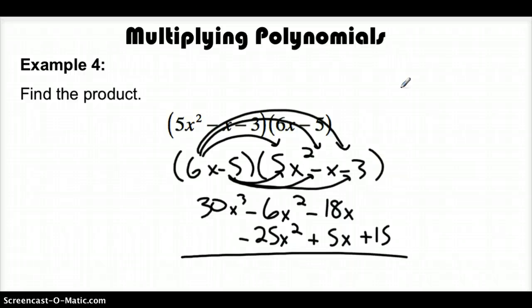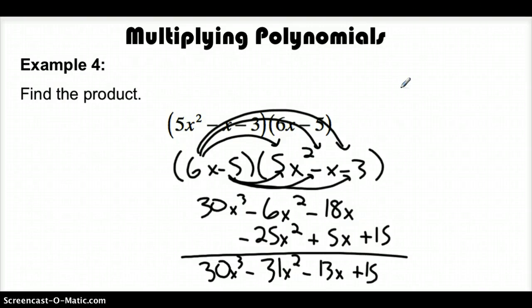Okay, so at this point, I'm just going to go ahead and add all these like terms. Okay, so 30x cubed is just going to be on its own. I know that negative 6x squared plus a negative 25x squared will give me a negative 31x squared. I know that negative 18x plus 5x is going to give me a negative 13x. And then finally, this constant term of 15 is just going to drop down, and that is my final answer.